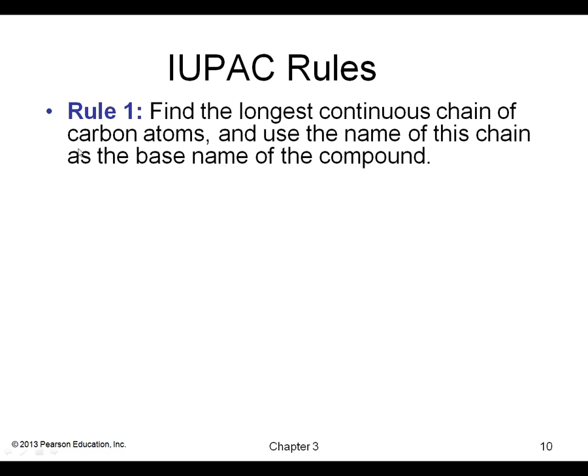So what are the rules? Okay, there's a few rules. The first rule is to find the longest continuous chain of carbon atoms. Okay, and then we'll use the name of this chain as the base name of the compound, or something that we will call the parent chain. So very important, this longest continuous chain of carbons from one end to another is what's called the parent chain.